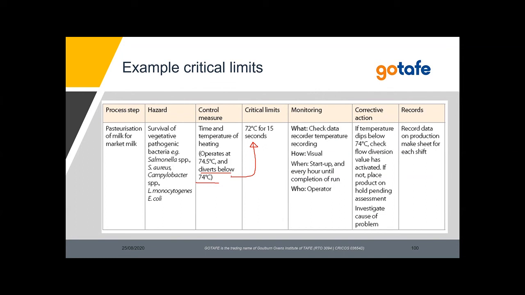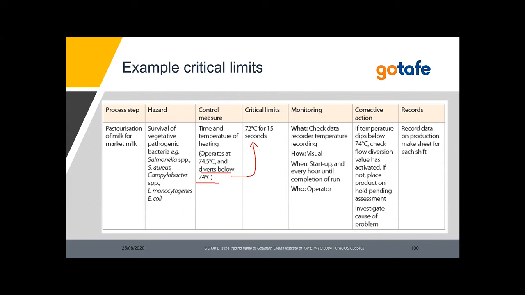And if anything goes wrong, what's going to happen? So that is corrective actions. If temperature is below 74, check the flow diversion valve has activated, if it has been put on recirculation, if any products have gone through the pasteurizer, even if the temperature is below 74, your set point. And if not, place products on hold pending assessment. And also you need to investigate the reason behind that, why it hasn't been changed automatically to a divert flow.